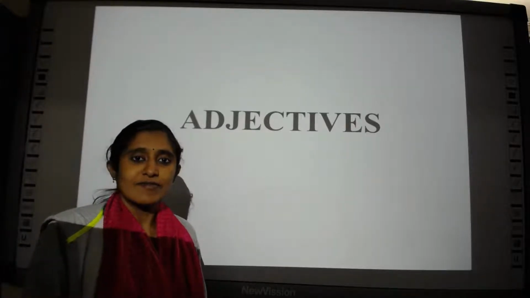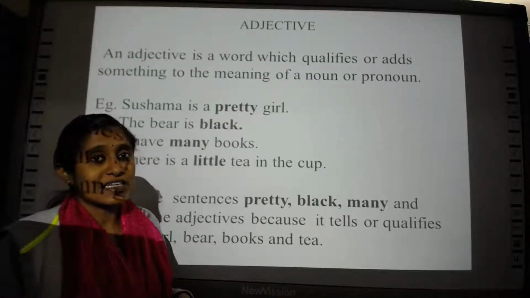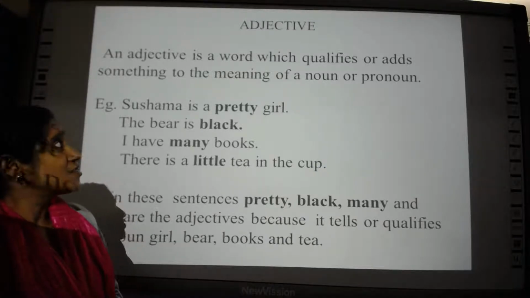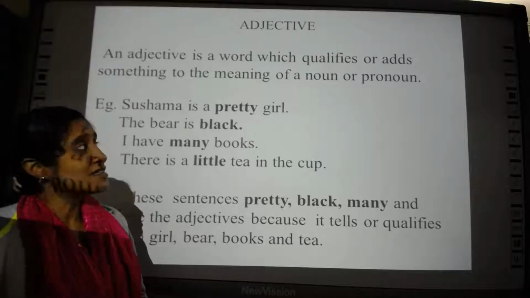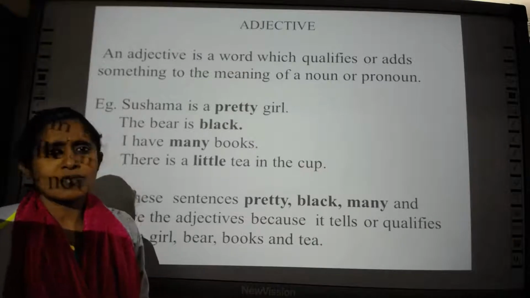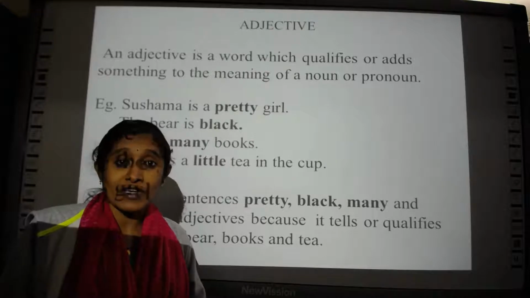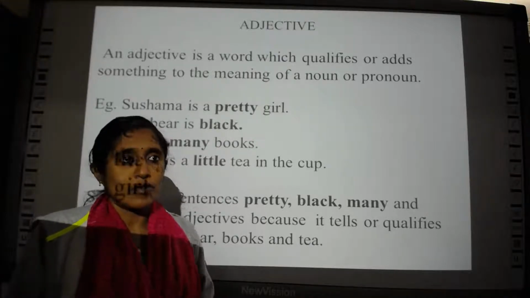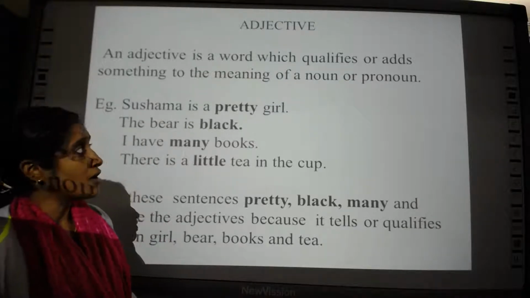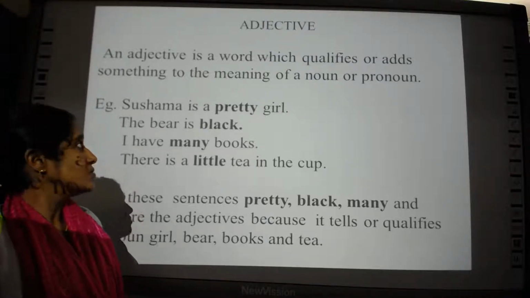What is an adjective? So an adjective is a word which qualifies or adds something to the meaning of a noun or a pronoun. So in a simple word, we have learned that adjective is a word which qualifies a noun or a pronoun. Okay.